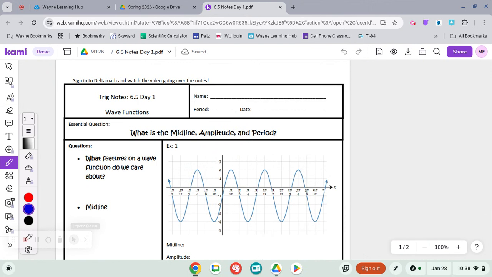So watch it. I'll try to keep it as short as I can, but today we are going to start by talking about how we would go about graphing these wave functions. Now, we're going to talk about what these represent. We're going to be graphing sine, cosine, tangent, cotangent, secant, and cosecant in the last part of this chapter. But today we're just going to be analyzing these wave functions and talking about three important characteristics: the midline, the amplitude, and the period of these wave functions.